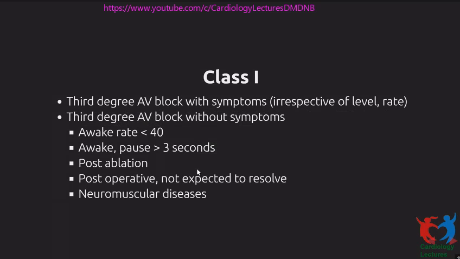For the class 1 indication, you can divide patients into those with symptoms and without symptoms. If you have 3rd degree or complete heart block with symptoms, then you don't need to look at anything else. The level of block doesn't matter. The escape rate or the width of the QRS, nothing matters. Once they have symptoms and they have complete heart block, you have to pace them. That's very clear, and most of the patients with 3rd degree AV block will fall into this category.